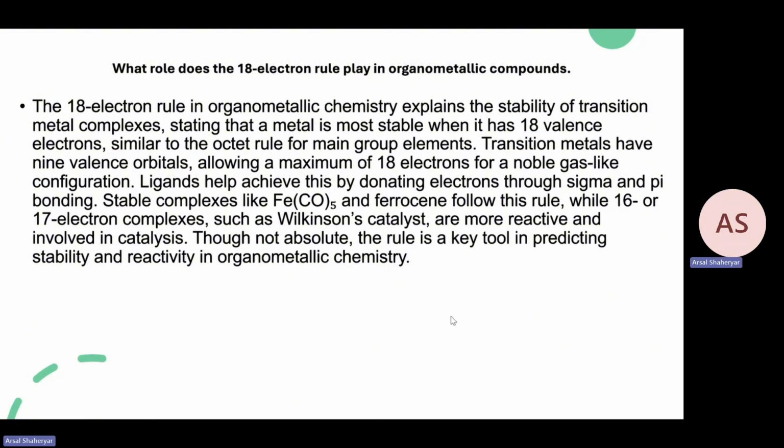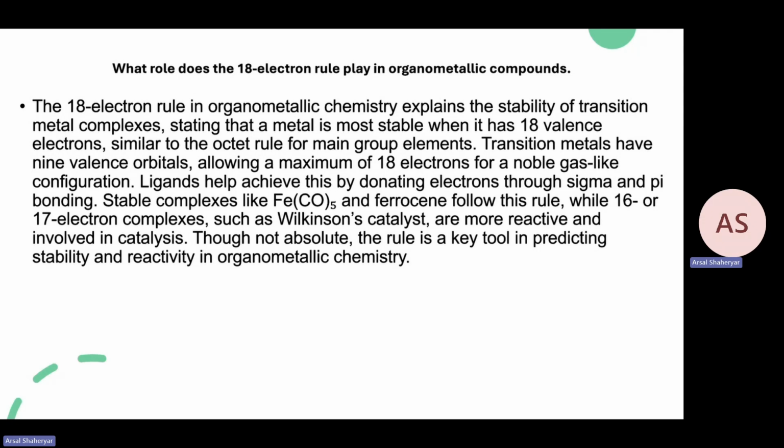The 18 electron rule in organometallic chemistry explains the stability of transition metal complexes, stating that a metal is most stable when it has 18 valence electrons. Similar to the octet rule for main group elements, transition metals have 9 valence orbitals, allowing a maximum of 18 electrons for a noble gas-like configuration. Ligands help achieve this by donating electrons through sigma and pi bonding.